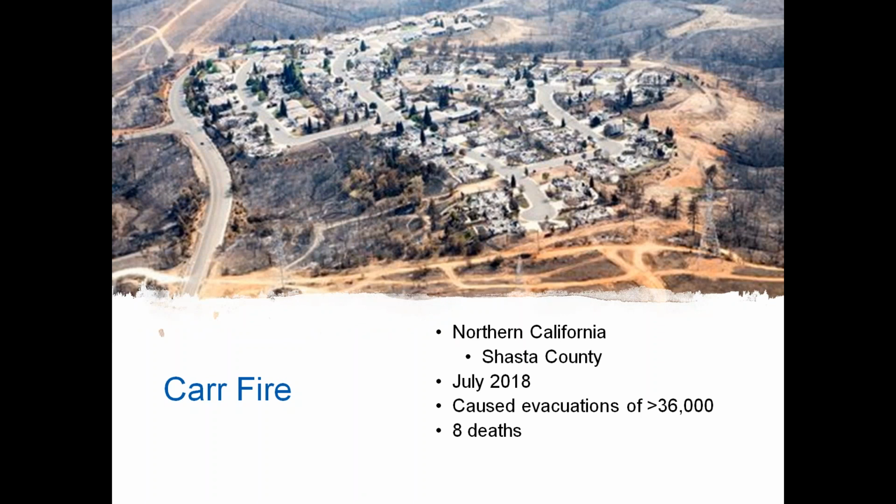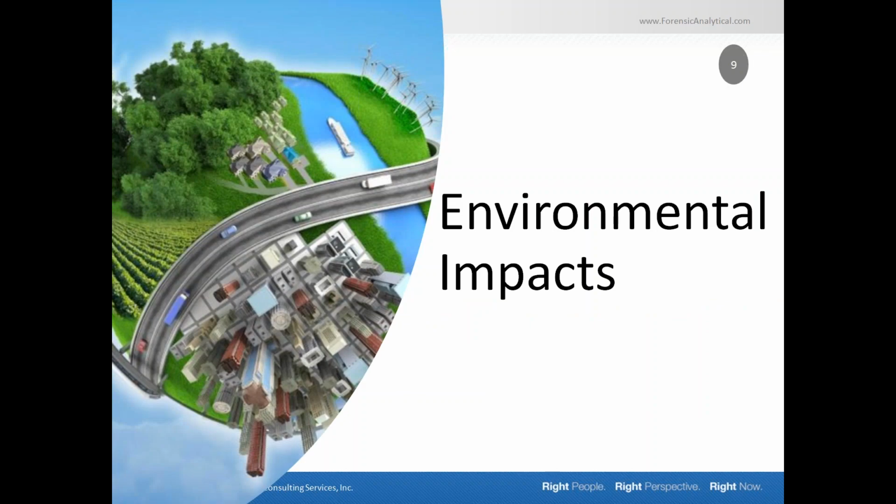And most recently is the notorious Carr Fire, which is located in Shasta County, and as of yesterday was 96% contained. This is responsible for 8 deaths and caused the evacuation of over 36,000 individuals. So without further ado, we will go into discussing the environmental impacts of wildfires.